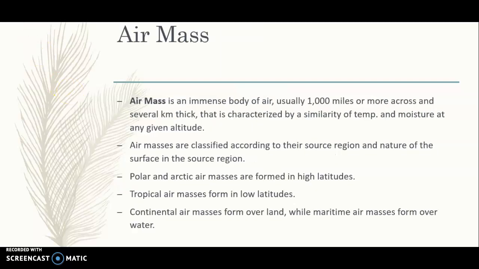Okay, next we're going to talk about air mass. An air mass is defined as an immense body of air, usually 1,000 miles or more across and several kilometers thick. It is characterized by a similarity of temperature and moisture at any given altitude. Air masses are classified according to their source region and nature of the surface in the source region. Polar and Arctic air masses are formed in high latitudes. Tropical air masses form in low latitudes, and continental air masses form over land, while maritime air masses form over water. So as you can tell, there are different air masses for different temperatures of air.